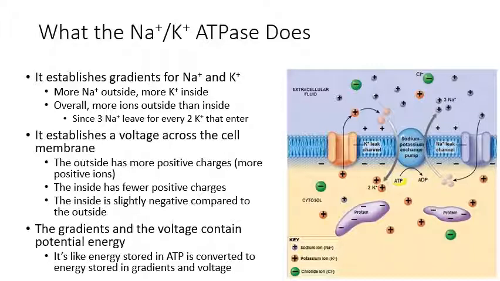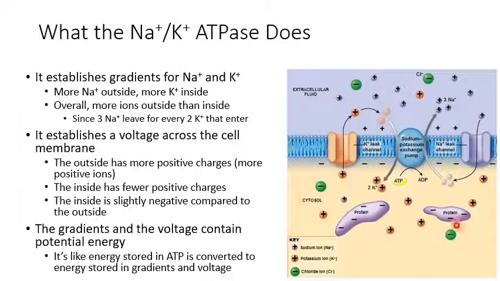The energy that's stored in the concentration gradients for sodium and potassium is going to be used in secondary active transport. The energy that's stored in the voltage across the membrane is going to be used to contract muscle cells and to send messages in neurons. Other cells will also use it for other things, but the most important usages would be for the muscles and the neurons.